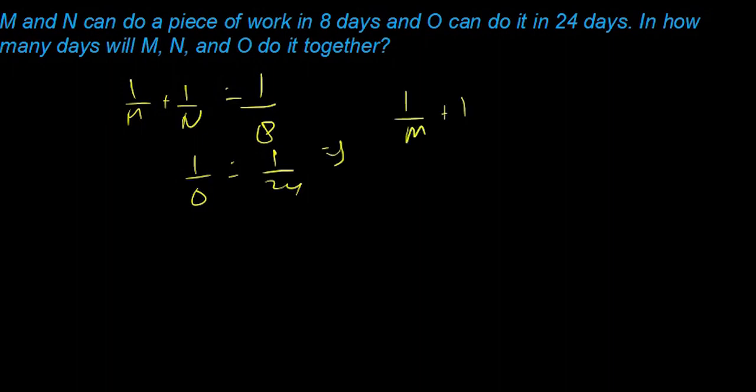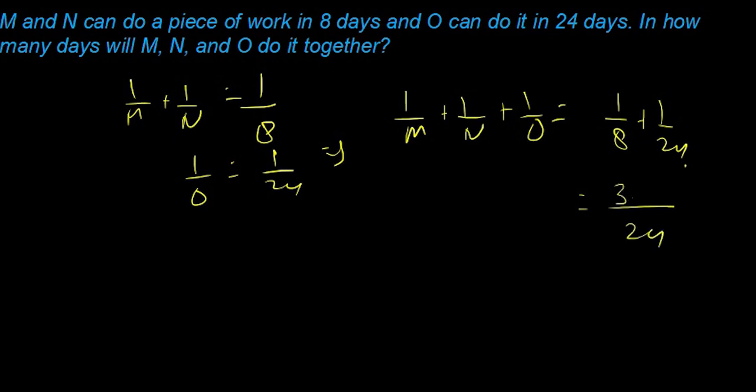1 upon M plus 1 upon N plus 1 upon O. So it should be 1 upon 8 plus 1 upon 24. So 24 is going to be the LCM. 8 3s are 24, 24 ones are 24. So this is 4 by 24. So it should be what? 1 by 6. Then in 6 days they are going to complete the work when we are working together. Okay. So let's come to the fourth problem.